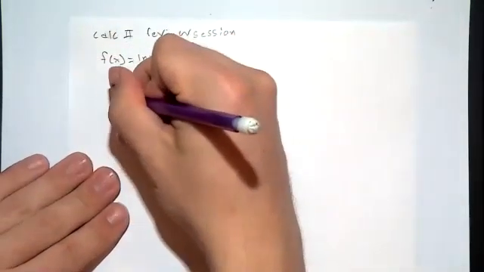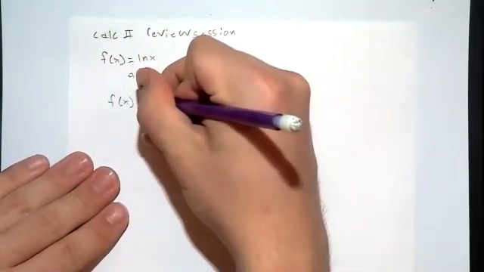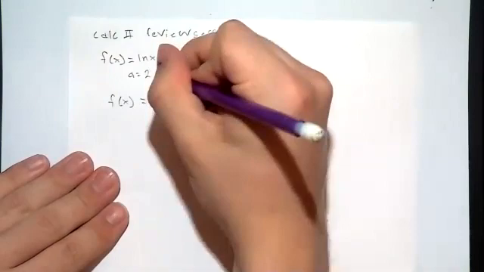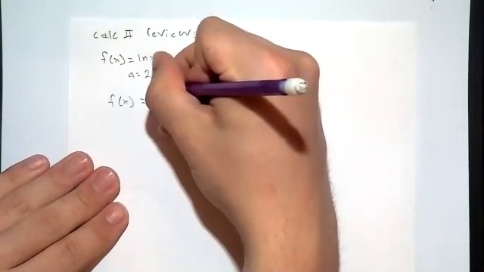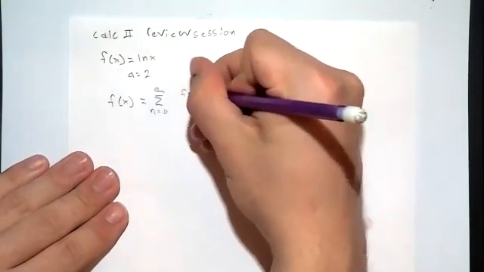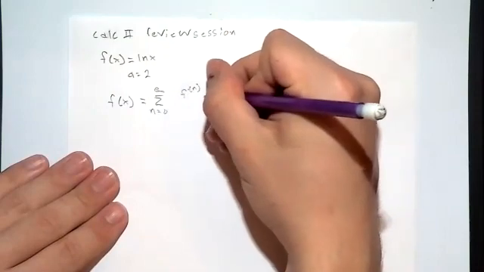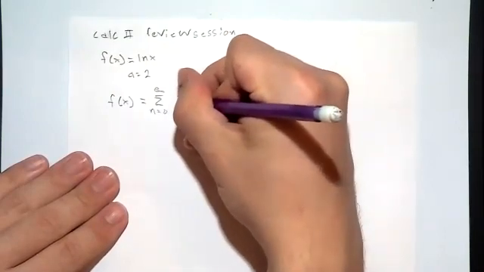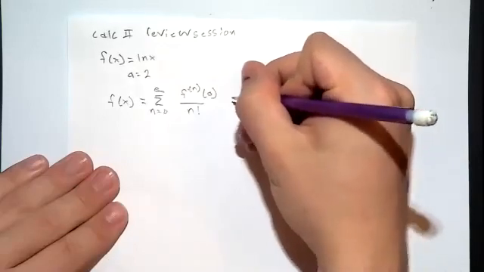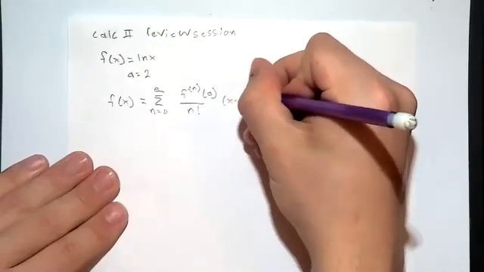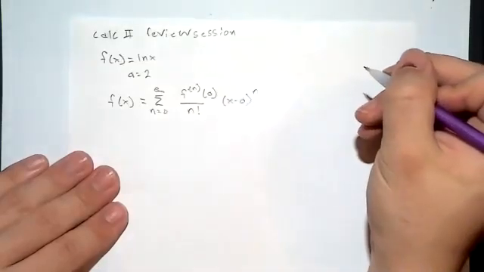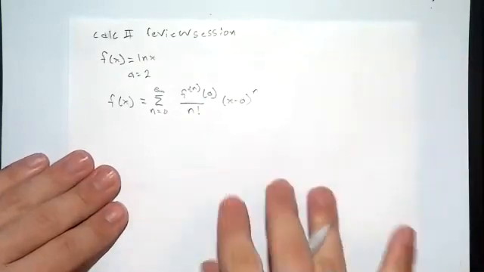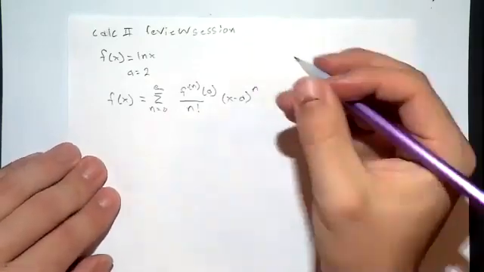So the definition of the Taylor series is f of x equals the sum from n equals 0 to infinity of f^(n) of a over n factorial times (x minus a) to the n. We'll probably do the first 3 terms, just because it gets pretty repetitive after that.